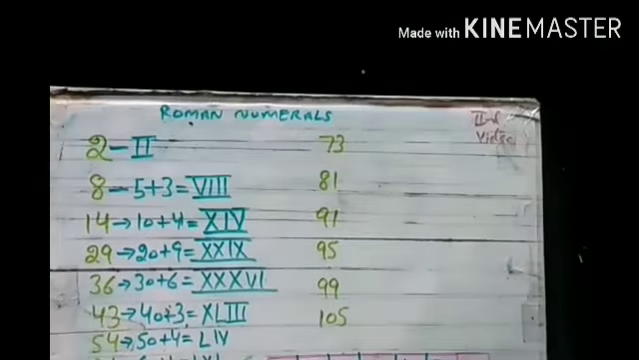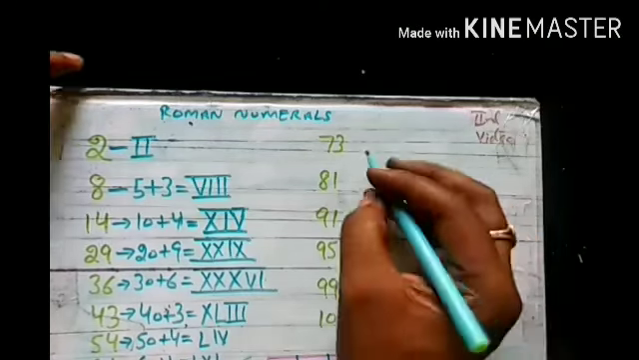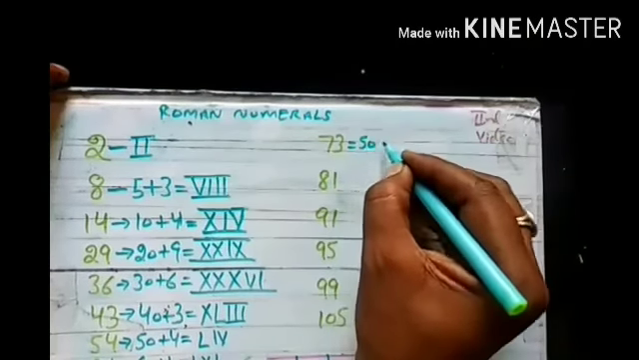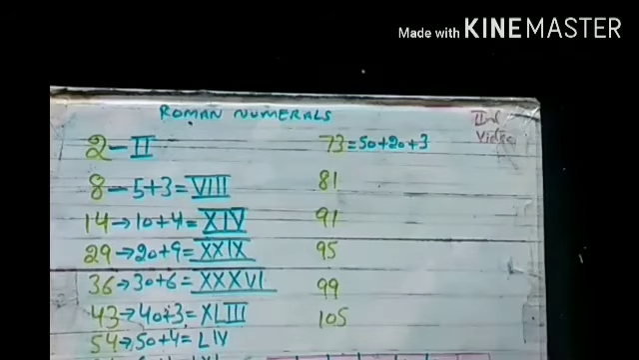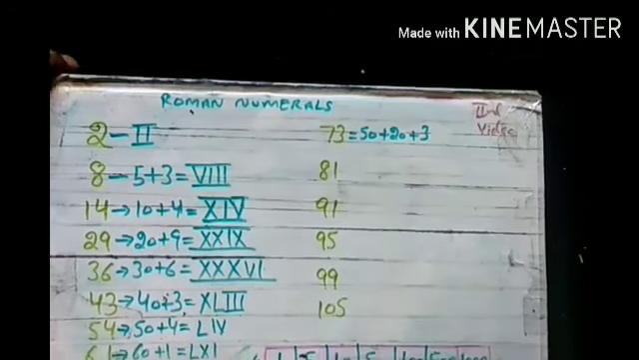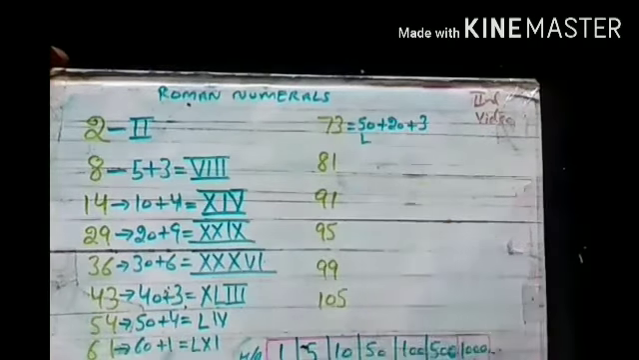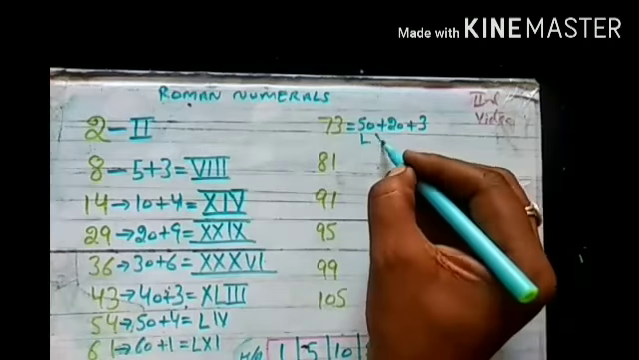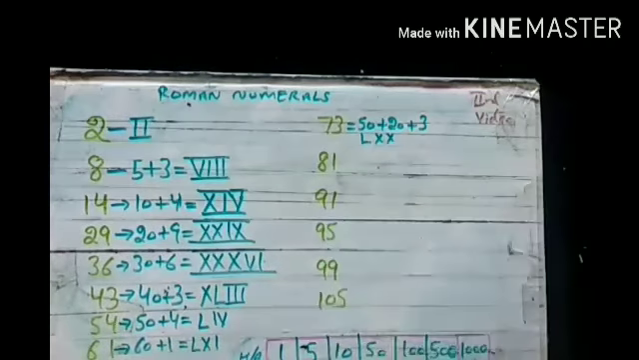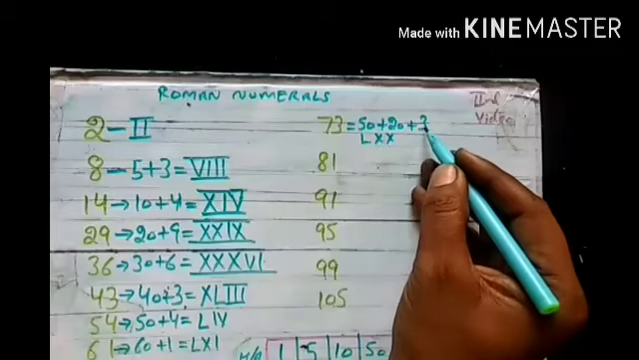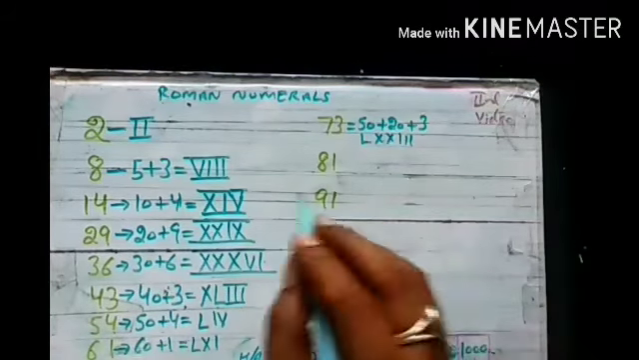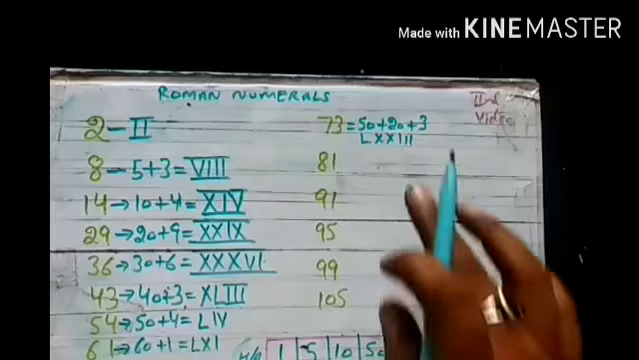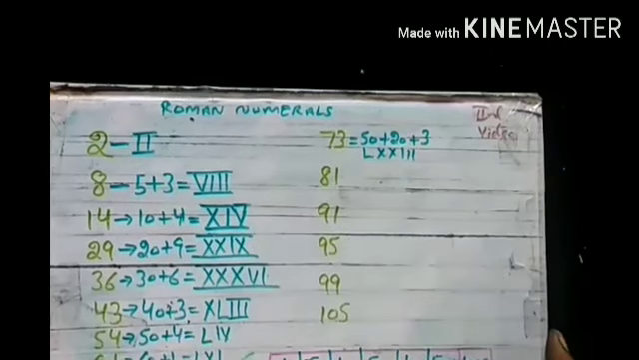Now 73. 73 means 50 plus 20 plus 3. Now what is the symbol for 50? That is L. What is the symbol for 20? That is double X. And what is the symbol for 3? That is this. Therefore this is the answer for 73.